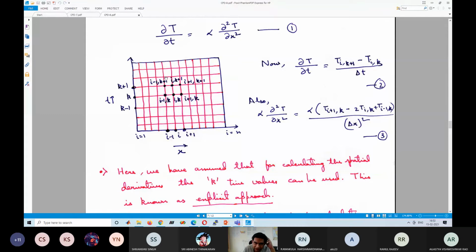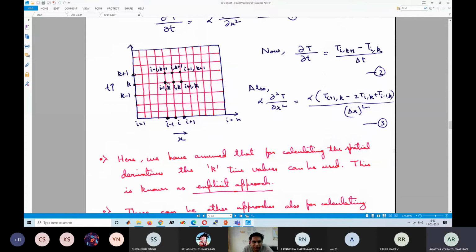Again, if there is any confusion, please ask me. This is very important. Sir, is this why we generally use central difference? Because here we wrote time step k, but if we had written del T by del t as a central difference, then this would have been the average value between k plus 1 and k minus 1. No, that is not a problem.